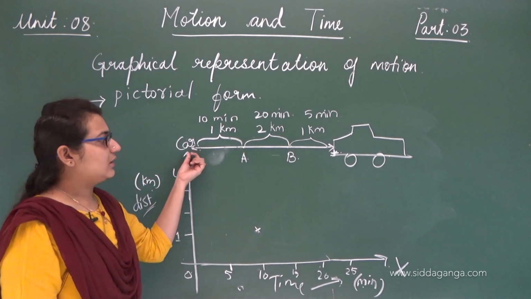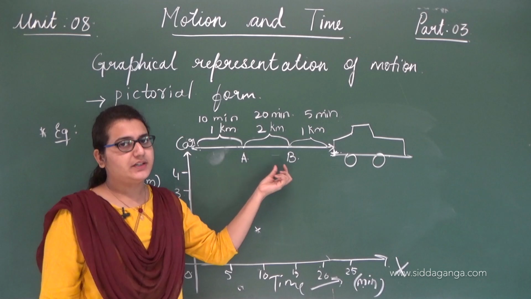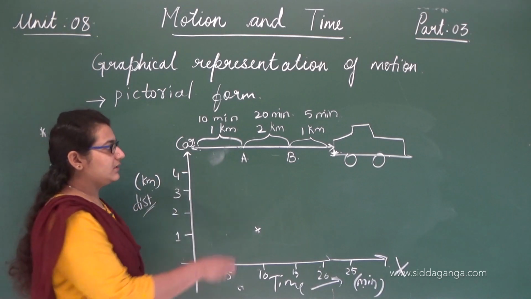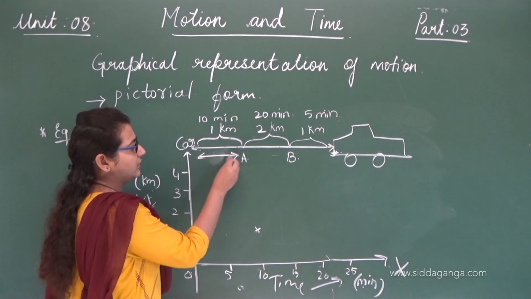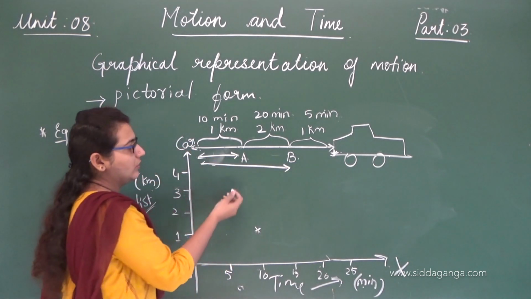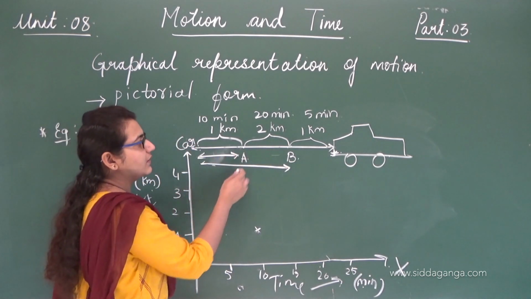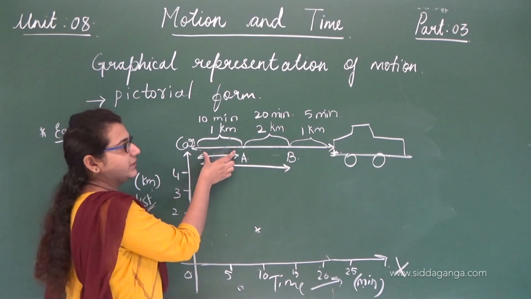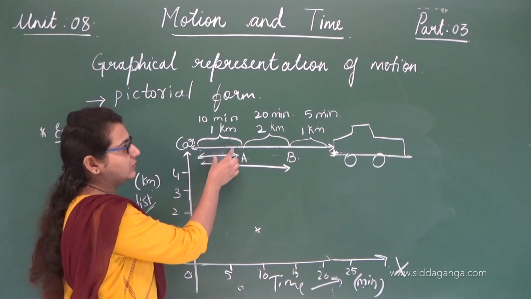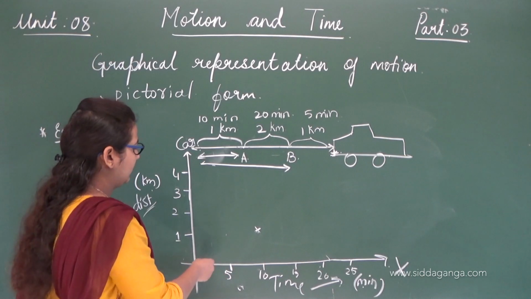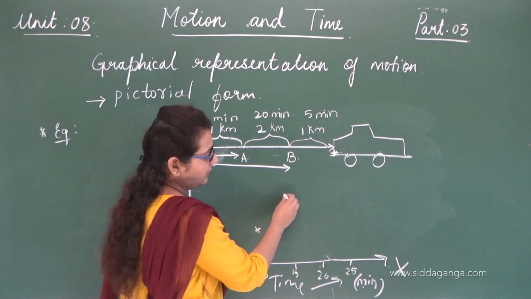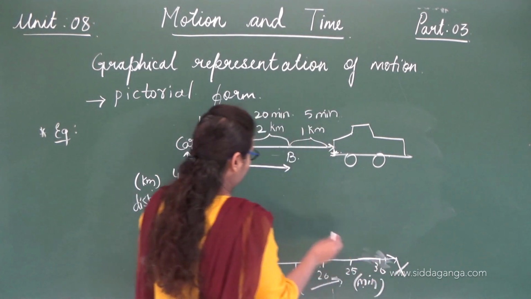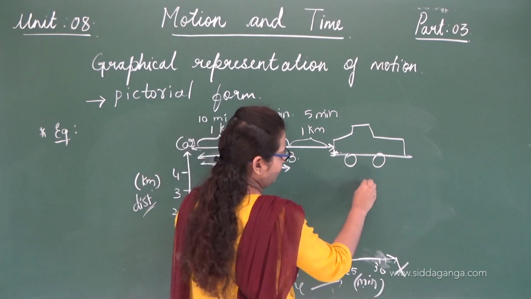Now, to reach the second point, that is point B, the car has covered 2 kilometers plus 1 kilometer. This is about point 1, and now this is about point 2. The distance covered is 2 kilometers plus 1, that is 3 kilometers, and the timing is 20 minutes plus 10 minutes. Got it? So 3 kilometers at 30 minutes. So here we'll get this point.